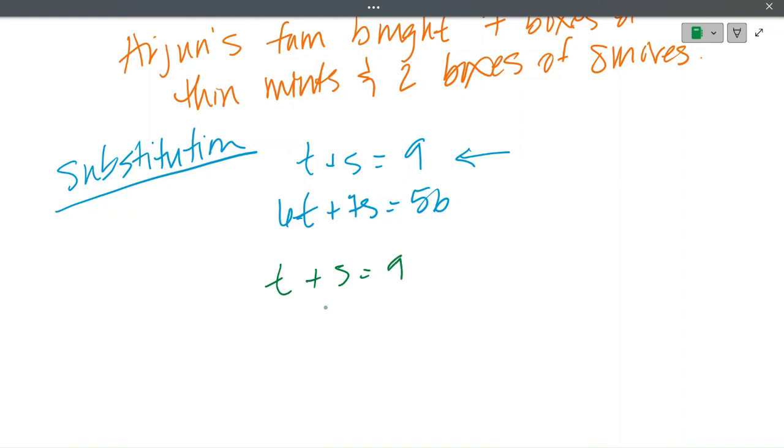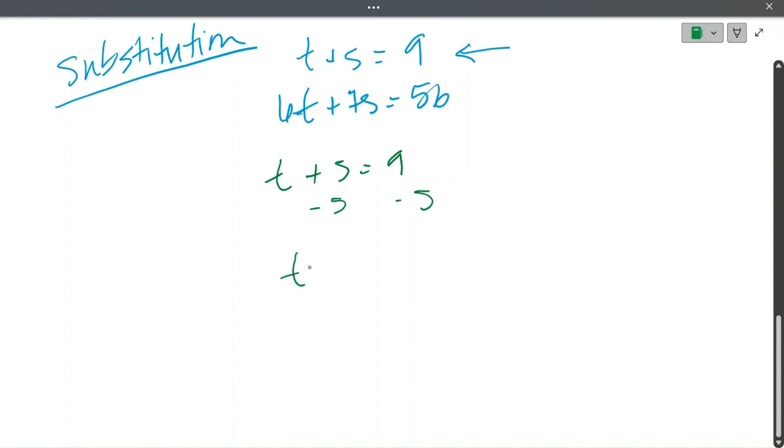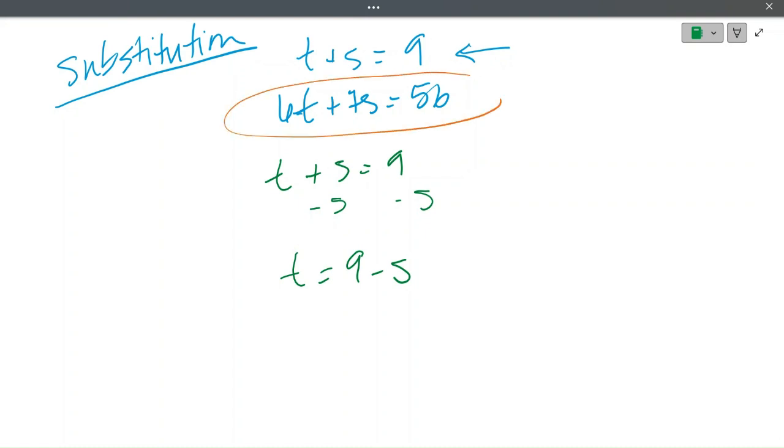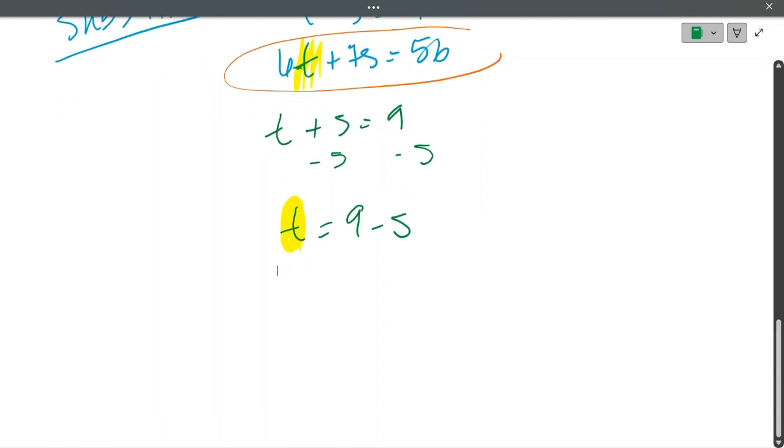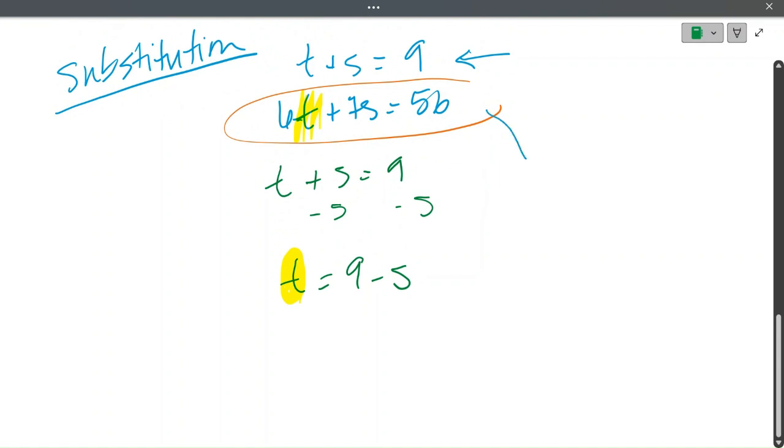I'm going to isolate t, so I'm going to subtract s from both sides. And that gives me t equals 9 minus s. All right. So then I'm going to come to this equation, and everywhere I see t, that would be right here, I'm going to go ahead and substitute what t equals. So I'm replacing this t with what this t equals, which is 9 minus s. So here's how this is going to look. Maybe I'll do it over here so you can see what I'm doing.